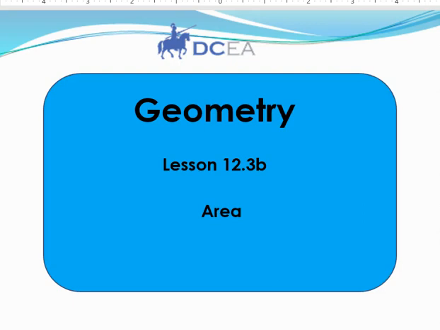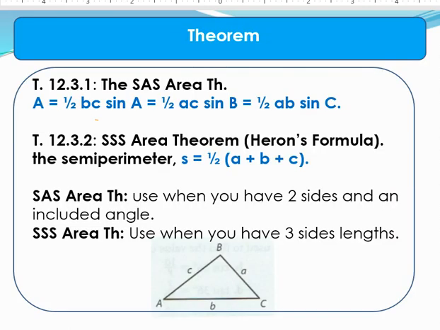Welcome back to geometry. We'll be working on the last half of lesson 12.3b, more about area and trig formulas. In the last lesson that we did, we had two theorems. We had the SAS area theorem and the SSS area theorem, which is also known as Heron's formula.